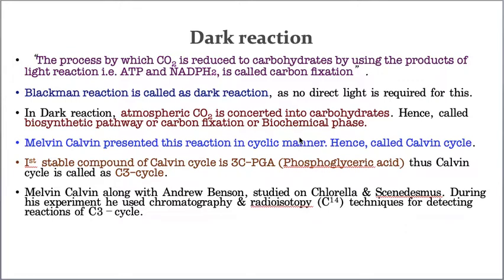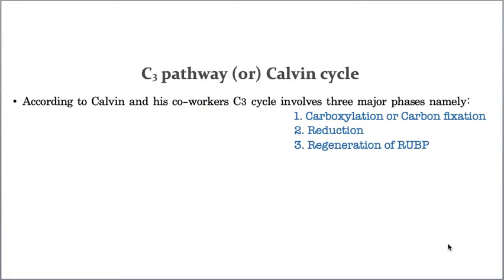Now I am going to explain the actual mechanism of the dark reaction, so please understand so carefully. If you don't understand, ask me. Now, the mechanism of the C3 pathway, which is also called the Calvin pathway. Calvin along with Benson recognized this C3 pathway. It takes place in three important phases, three important steps. The first one is carboxylation, which is also called carbon fixation, the second phase is reduction, and the third phase is regeneration of RuBP.